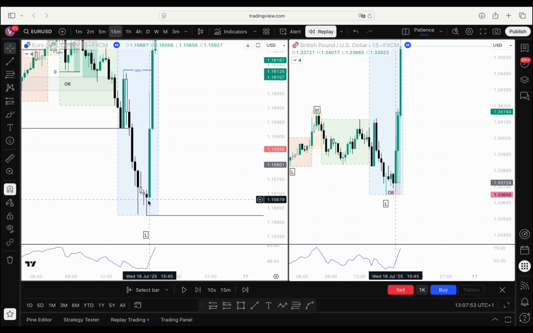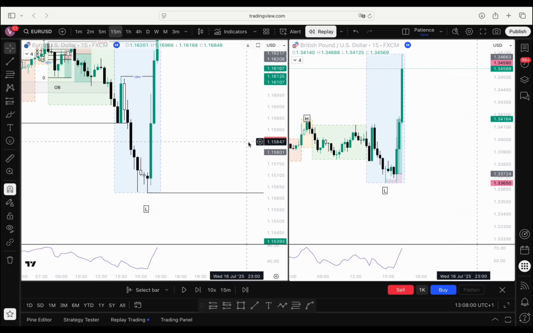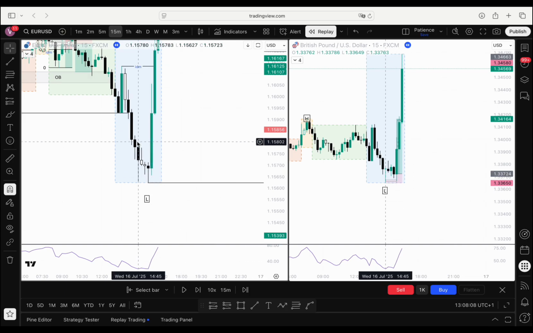So as you can see, EURUSD has swept this low. GBP has failed to do that. Then GBP also formed an SFP pattern. So if you don't know, SFP is defined as swing failure pattern. It's when SMT also happens on a 15-minute candle.